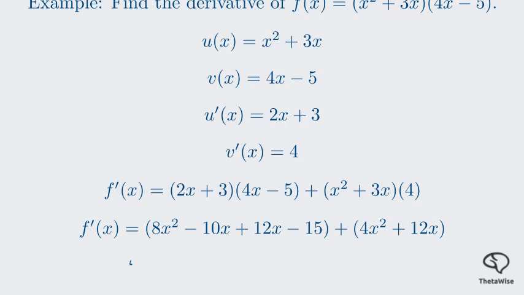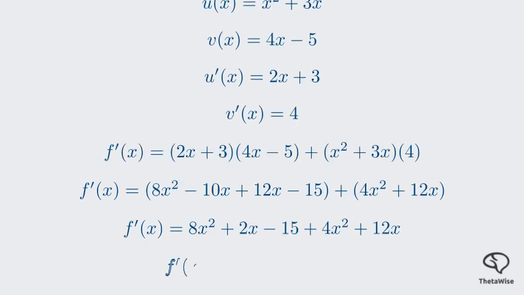Expanding the first part gives 8x squared minus 10x plus 12x minus 15. Expanding the second part gives 4x squared plus 12x. Combining the x squared terms, we get 12x squared. Combining the x terms, we get 14x. And we have the constant term, negative 15. So the final derivative is 12x squared plus 14x minus 15. We have now successfully used the product rule to differentiate a function. Remember, the key is to identify the two functions being multiplied, find their individual derivatives, and then apply the formula.